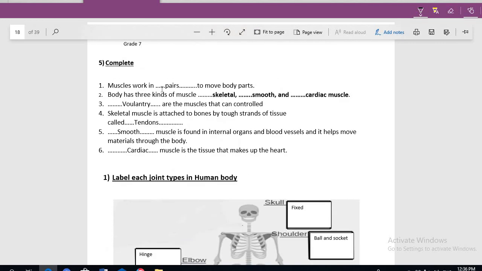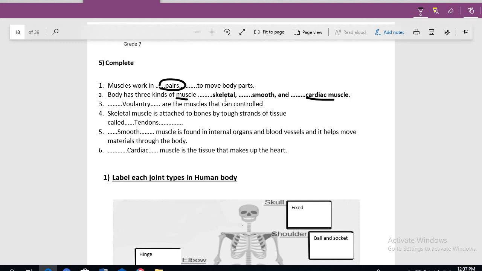Muscles work in pairs to move body parts. The body has three kinds of muscle: skeletal, which is attached to bones; smooth muscle, like the stomach, present inside the body; and cardiac muscle, which is the heart muscle, while smooth muscle is like the stomach or lungs.